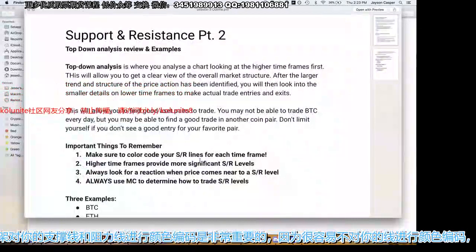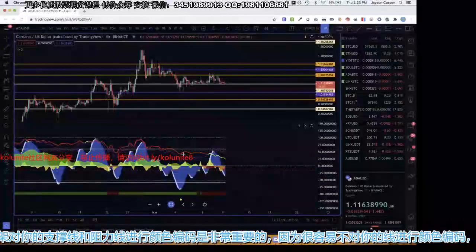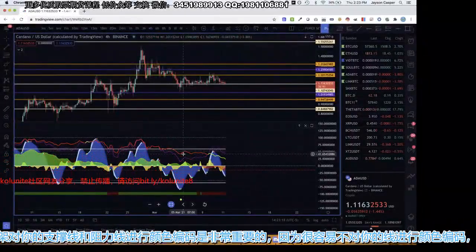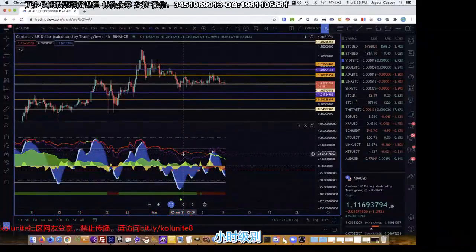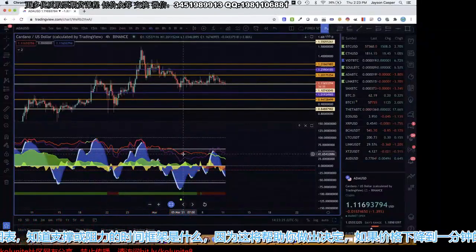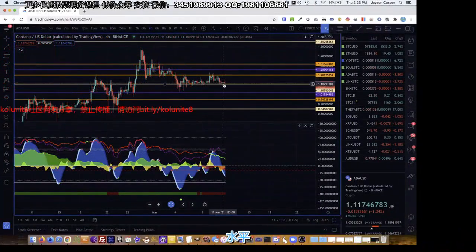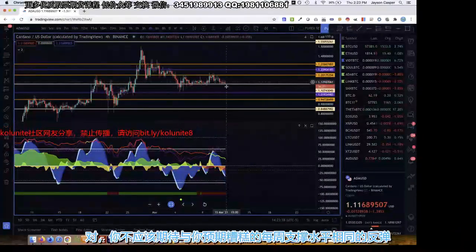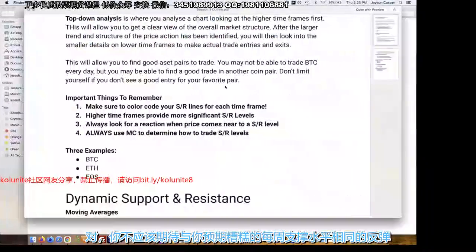Okay, make sure to color code your support and resistance lines for each time frame. It's very important because it's so easy to not color code your lines, and then you forget, was this a daily level? Was it a 4-hour level? Was it a 2-hour level? It's important that you can just look at your chart and know what time frame the support or resistance was drawn on, because that will help you make a decision as to whether or not you should enter a trade. If price is coming down to a 1-minute support level, right, you should not be expecting the same bounce that you would expect off a weekly support level.